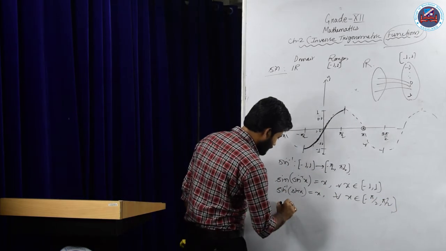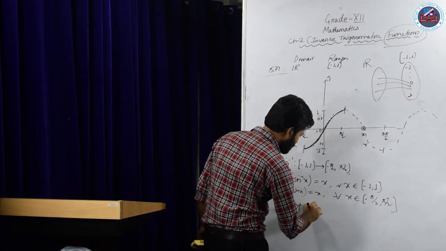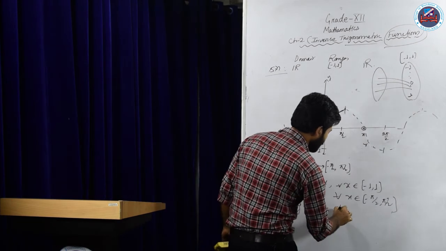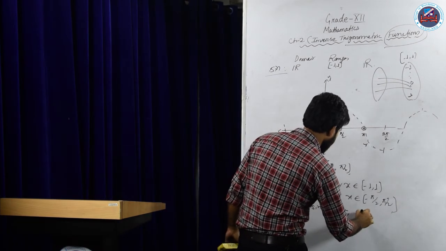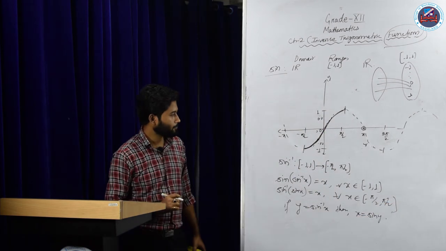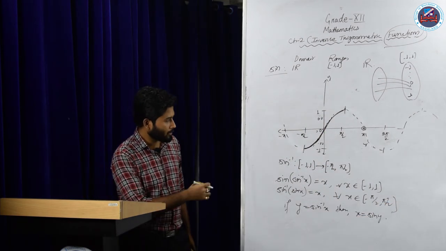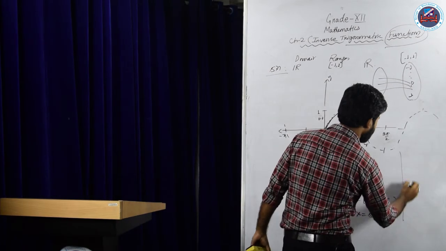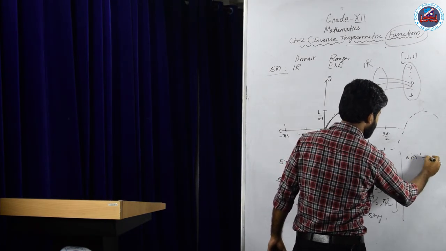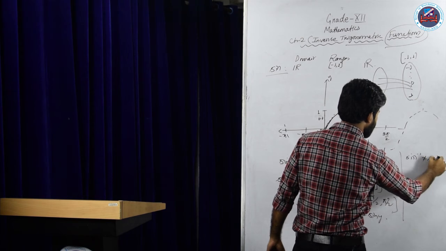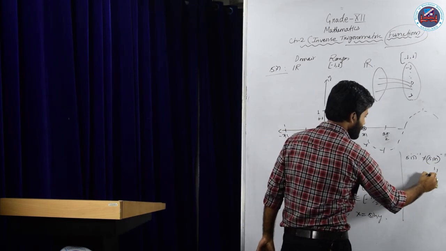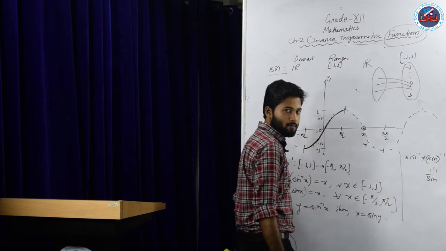Also, if y is equal to sine inverse x, then we can write x is equal to sine y. One more thing not to be confused is that sine inverse x is not equal to sine x whole inverse. Why? Because sine x whole inverse is nothing but 1 by sine x.